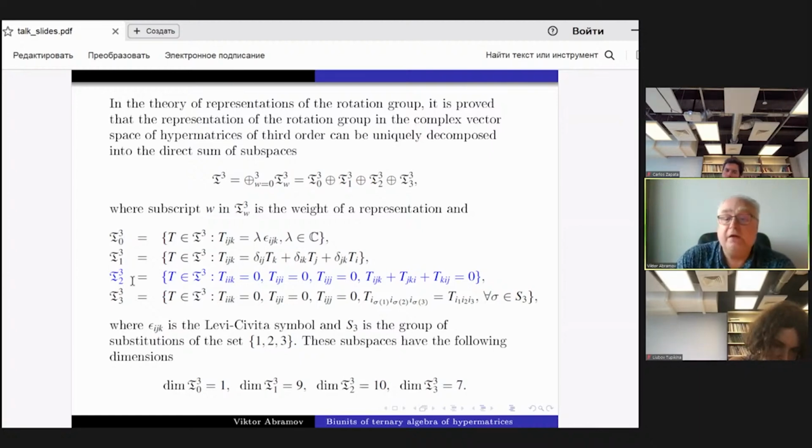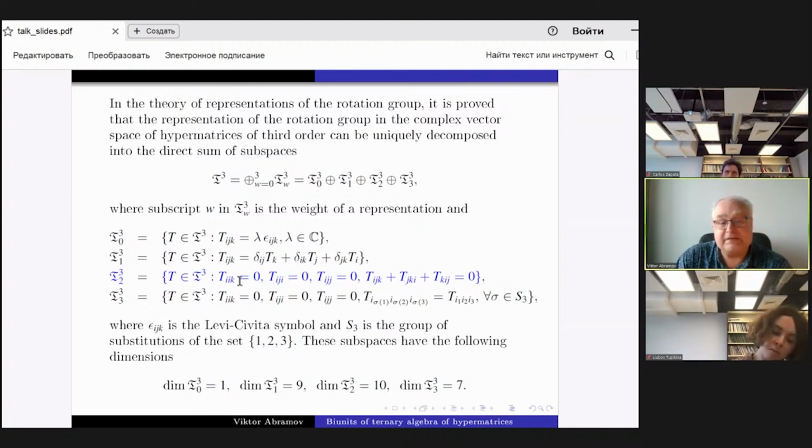I'm most interested in the weight 2 representation space, this one. Why? Because in this subspace, we have a twofold irreducible representation of the rotation group. This space is 10-dimensional, complex dimension 10. If we split it into the direct sum of 2 subspaces, then there will be 5-dimensional subspaces, and in each subspace, we will have an irreducible representation of the rotation group.